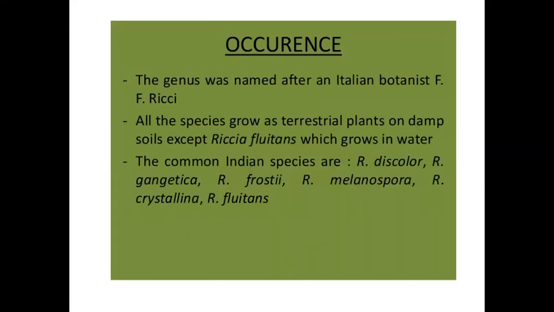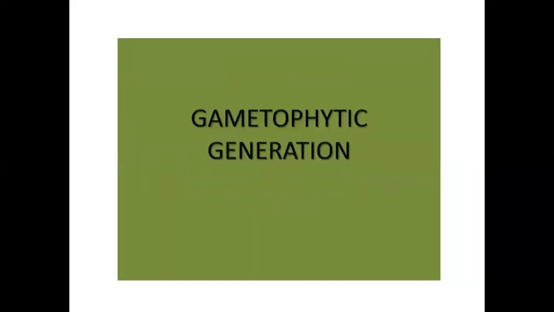Occurrence of Riccia. The genus was named after an Italian botanist, F. Ricci. All the species grow as terrestrial plants on damp soil except Riccia fluitans, which grows in water. The common Indian species are Riccia discolor, Riccia gigantica, Riccia frosti, Riccia melanospora, Riccia cristallina, and Riccia fluitans.